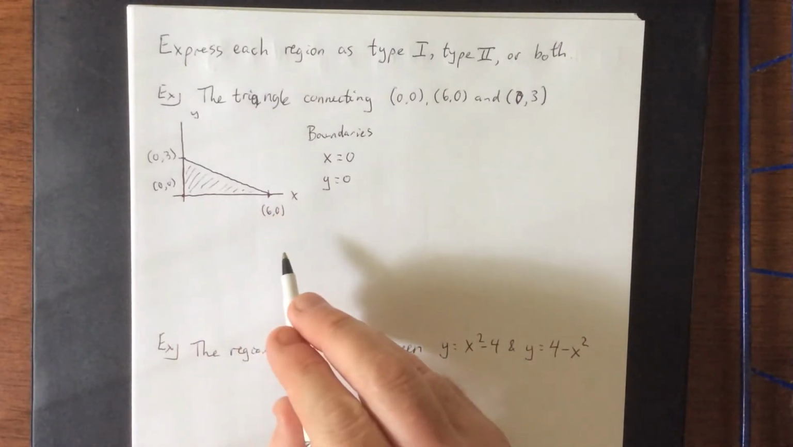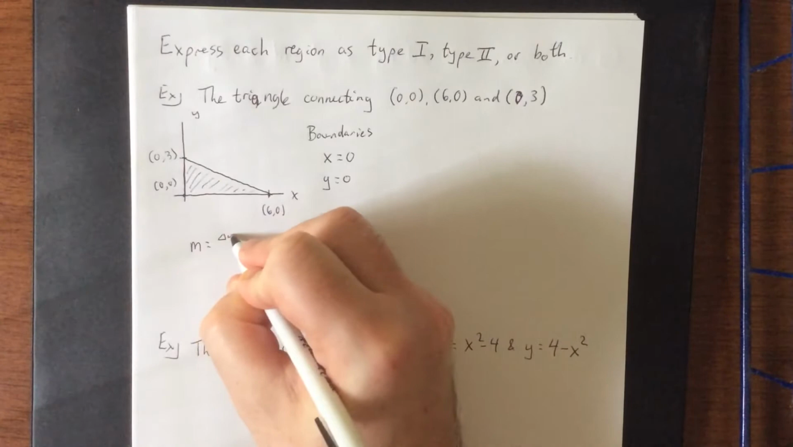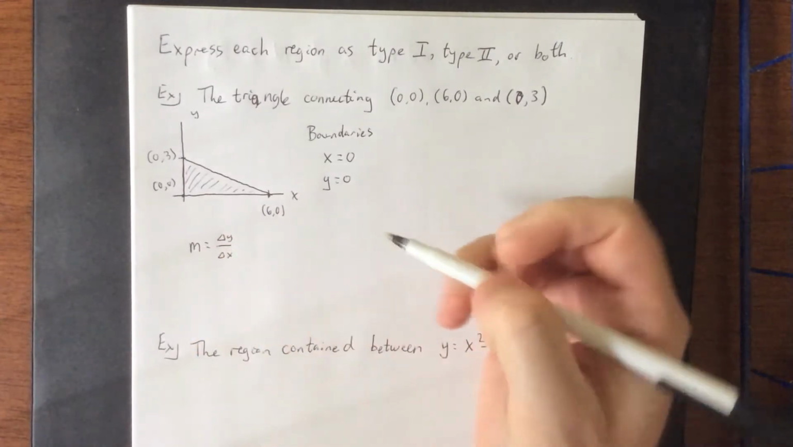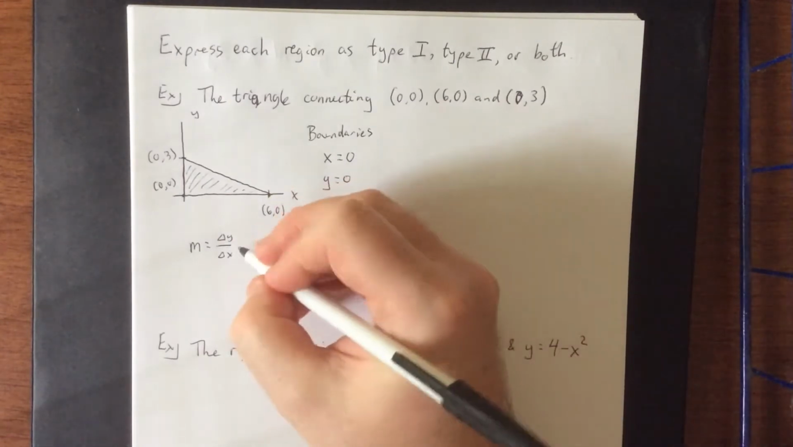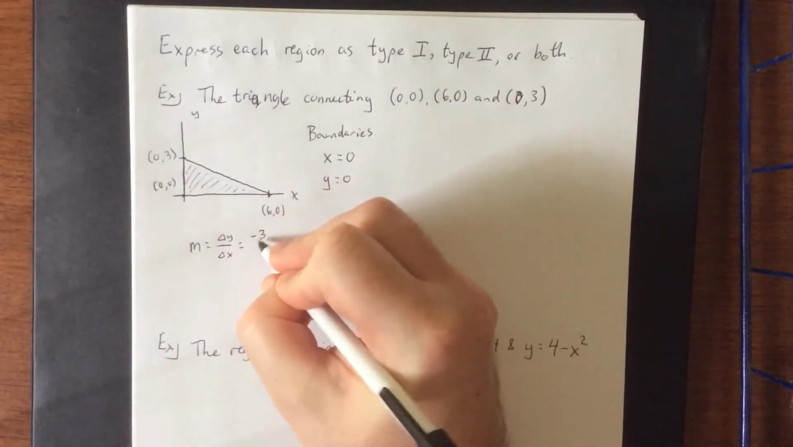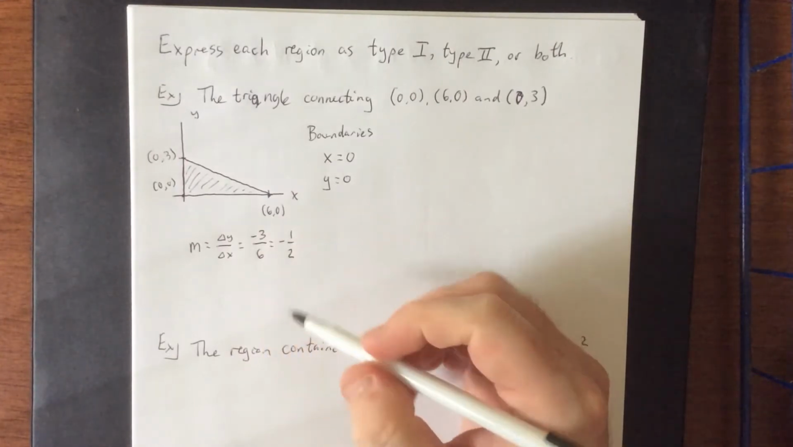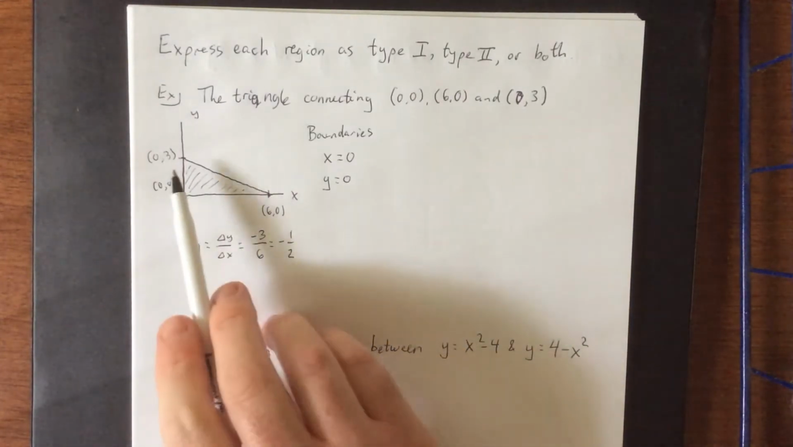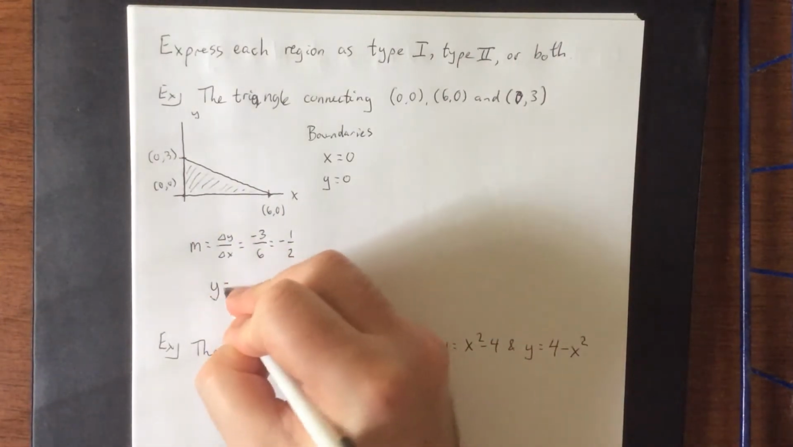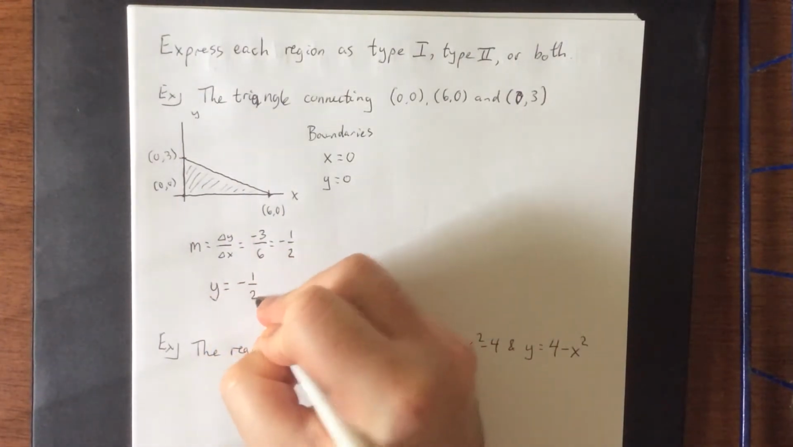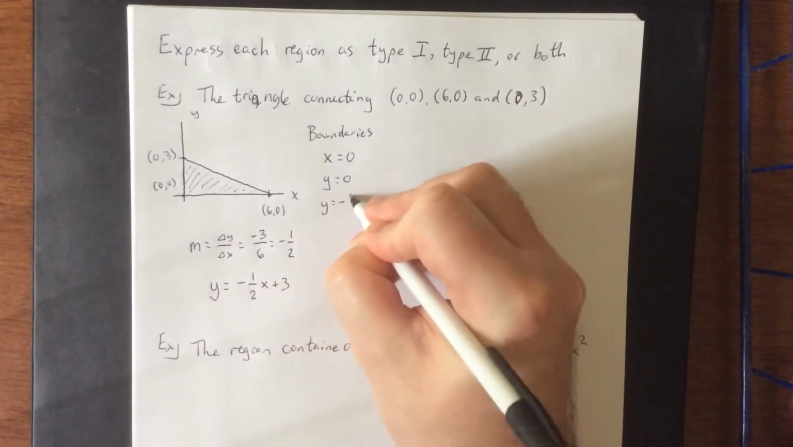We'll start with our typical y equals mx plus b kind of stuff. So the slope is going to be the change in y over the change in x. We'll say that we're moving from the point (0, 3) to the point (6, 0). Y decreases by 3, x increases by 6. The slope is going to be negative 1/2. Now with that in mind, we also have a y-intercept, so 3 will be our b value. So this would be y is equal to negative 1/2 x plus 3. We'll put that over here as well.